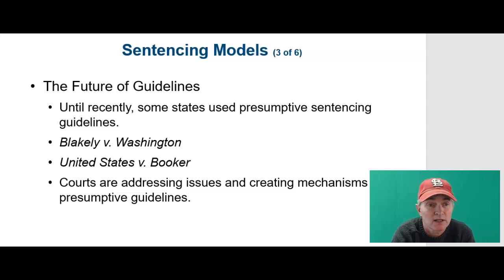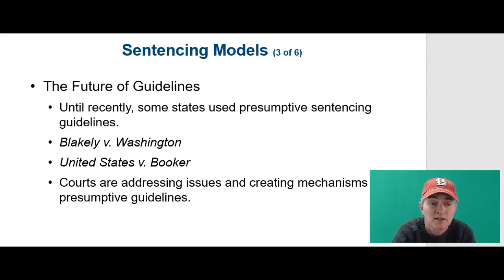Something else that we have to consider is the future of guidelines, right? Until recently, some states used voluntary sentencing guidelines, which merely suggest rather than mandate sentences, whereas others used presumptive sentencing guidelines. We are now required to have judges use guidelines to shape those decisions.